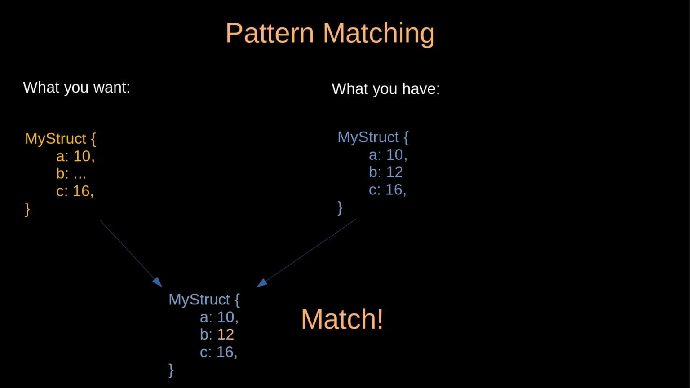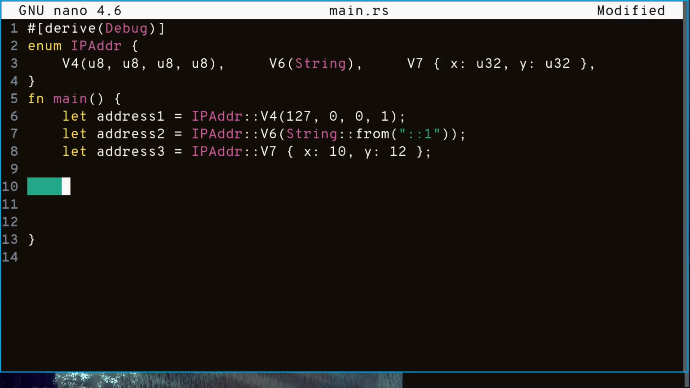So let's take a look at how Rust does this. To use pattern matching, we use the match keyword, followed by the value that we want to match on. Then we have open brackets. Inside these brackets, we state all the different values this variable can contain. Our enum can contain 3 values, a v4, a v6, and a v7.